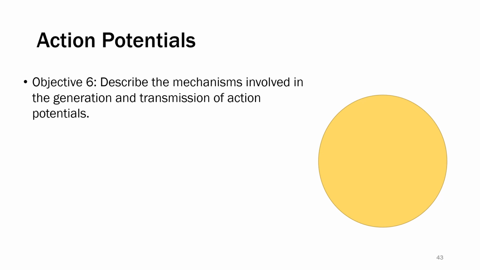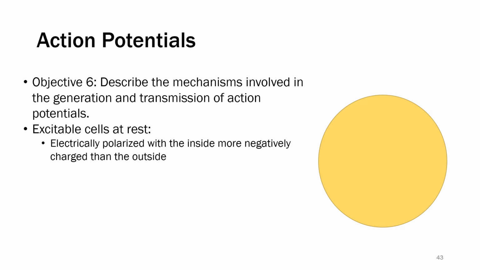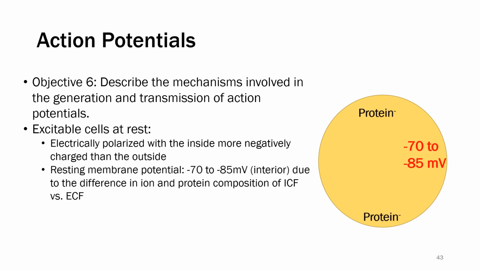Objective 6, describe the mechanisms involved in the generation and transmission of action potentials. Excitable cells at rest are electrically polarized with the inside more negatively charged than the outside. The resting membrane potential is -70 to -85 millivolts in the interior, depending on the type of cell, and it's due to differences in the ion and protein composition of the intracellular fluid versus the extracellular fluid. Because proteins carry a negative charge, the inside of the cell tends to be more negative.